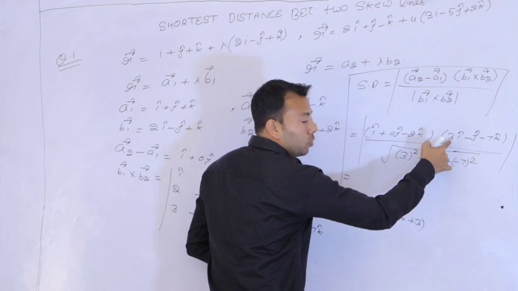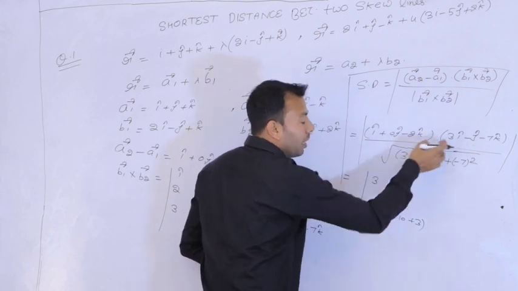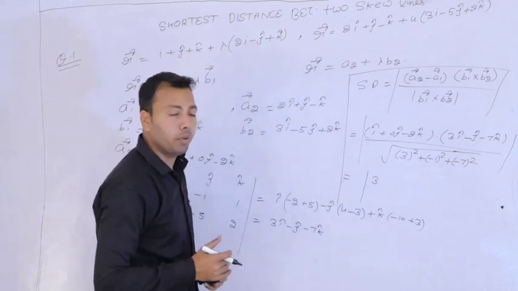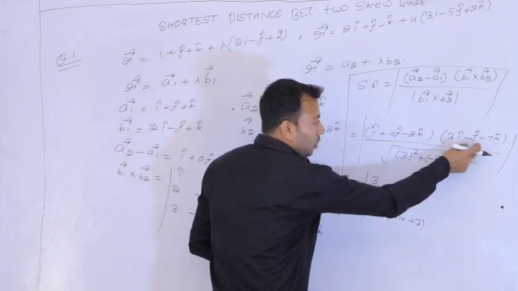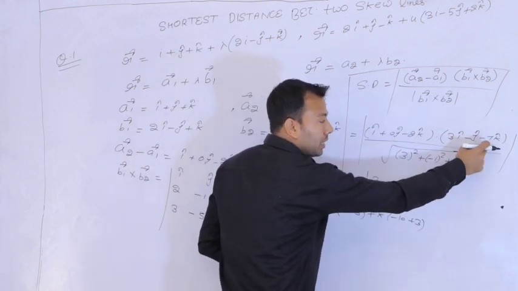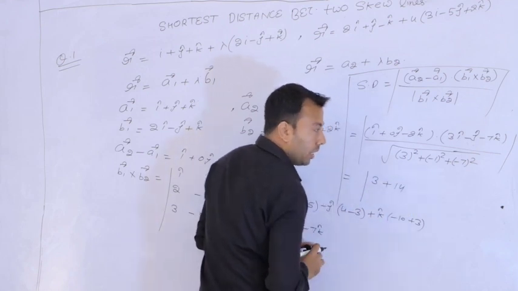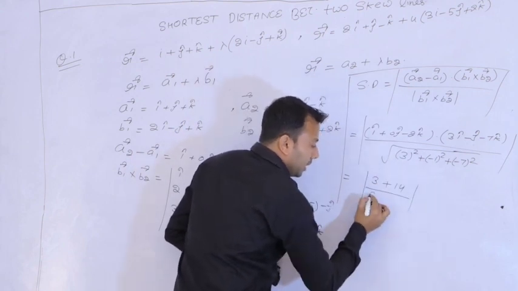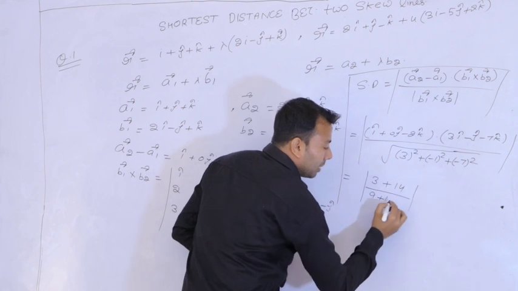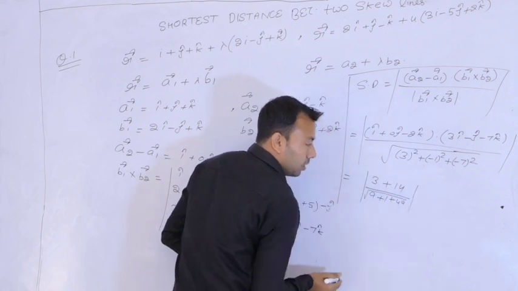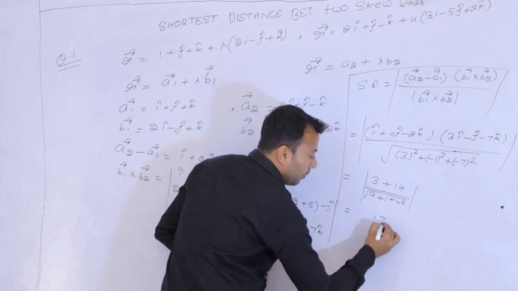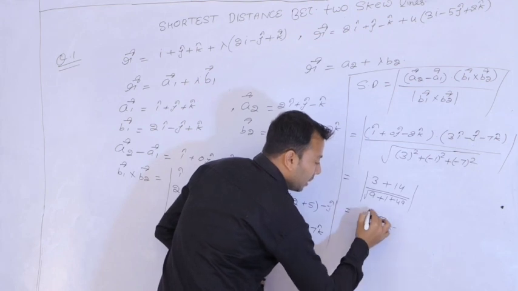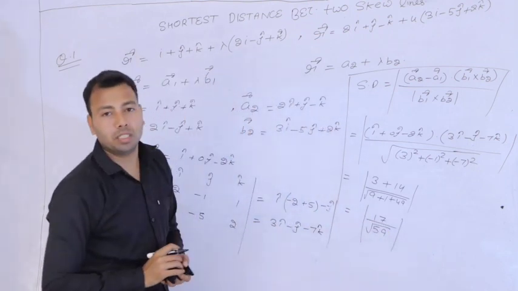So i into 3i is 3, because we are doing the dot product in vector form. So i into i is 1, j into j is 1, and k into k is 1. And 0 into something is 0, minus 2k into minus 7k is plus 14, and k into k is 1. Divided by 3 squared is 9, 1 squared is 1, and minus 7 squared is 49, and take the square root. So 17 divided by the square root of 59. This is the shortest distance between these two skew lines.